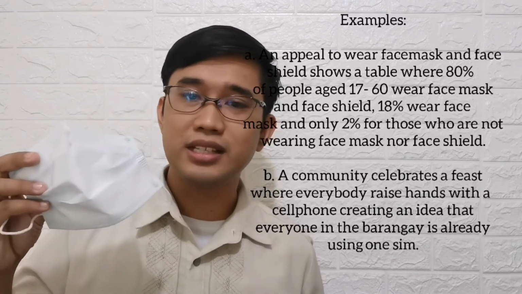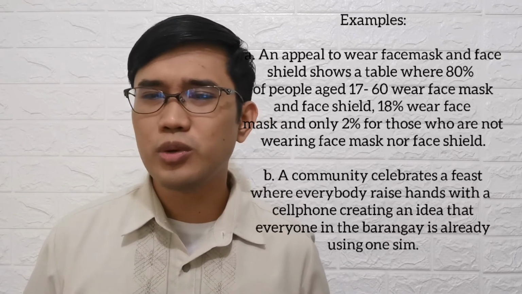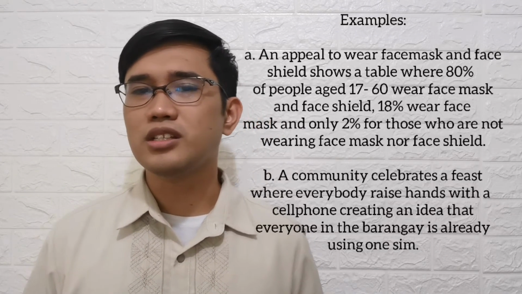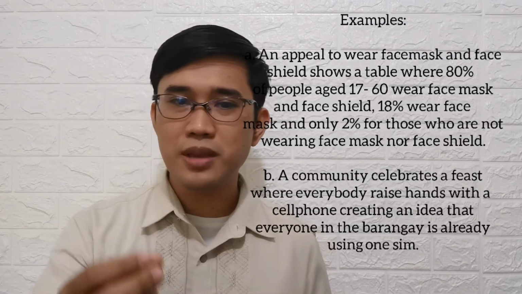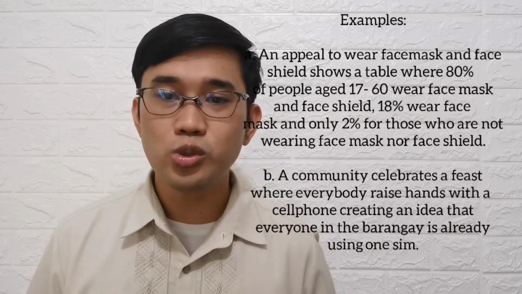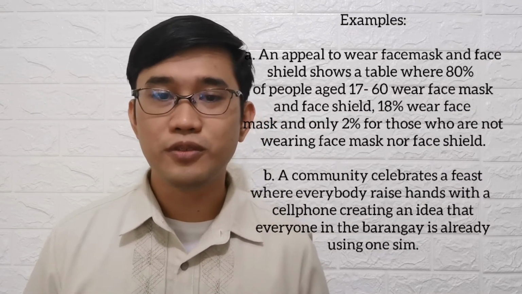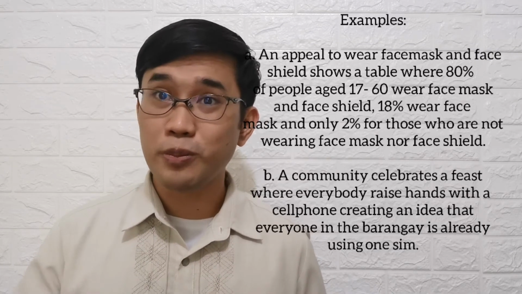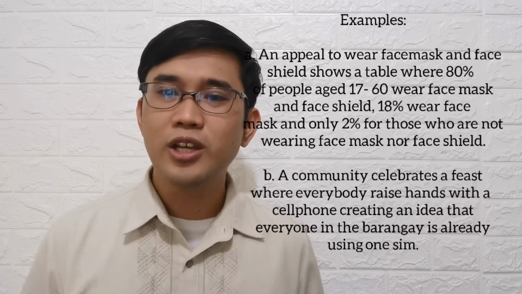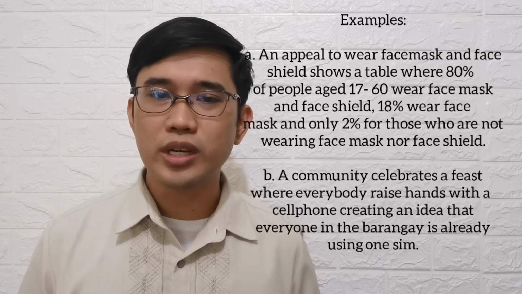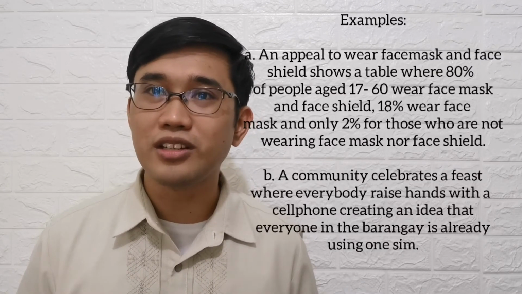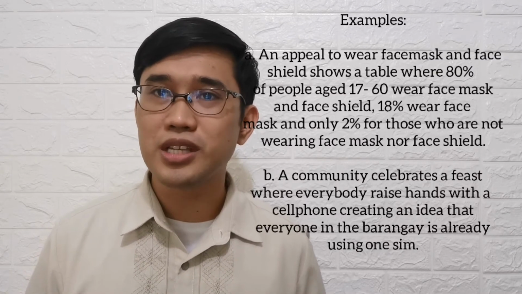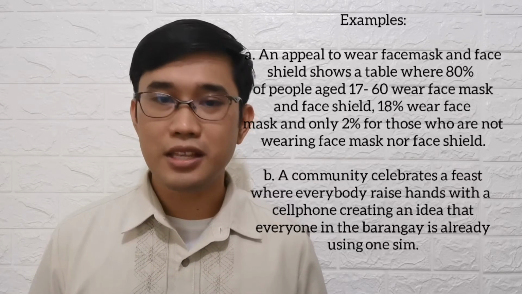For example, an appeal to wear face mask and face shield shows a table where 80% of people ages 17 to 60 wear face mask and face shield. 18% wear face mask and only 2% for those who are not wearing face mask nor face shield. So what's the goal? The propagandist is influencing people to be one of those majority who wear face mask and face shield. If we see these numbers, of course we will also be encouraged to follow the majority. 80% of the people wear face mask and face shield.